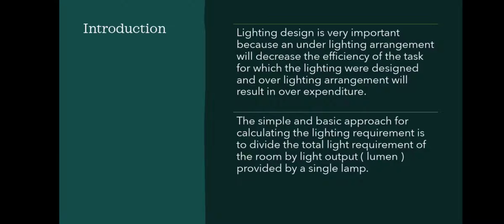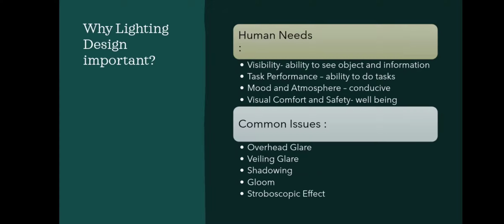In the introduction, we can learn that lighting design is very important because an under-lighting arrangement will decrease the efficiency of the task for which the lighting was designed, and an over-lighting arrangement will result in over-expenditure. The simple and basic approach for calculating the lighting requirement is to divide the total lighting requirement of the room by the light output in lumens provided by a single lamp.